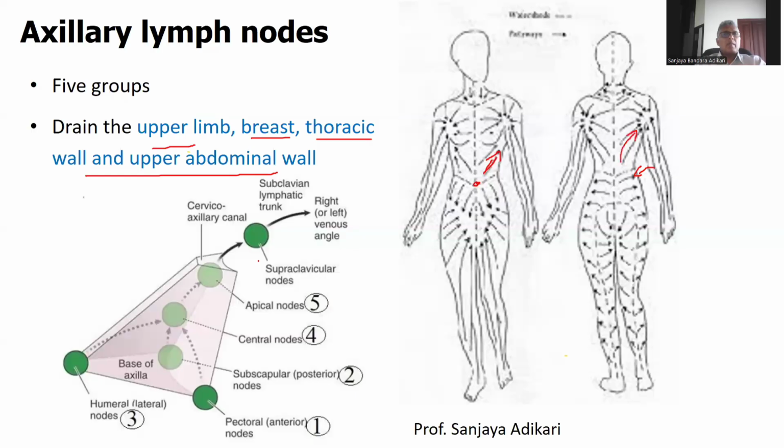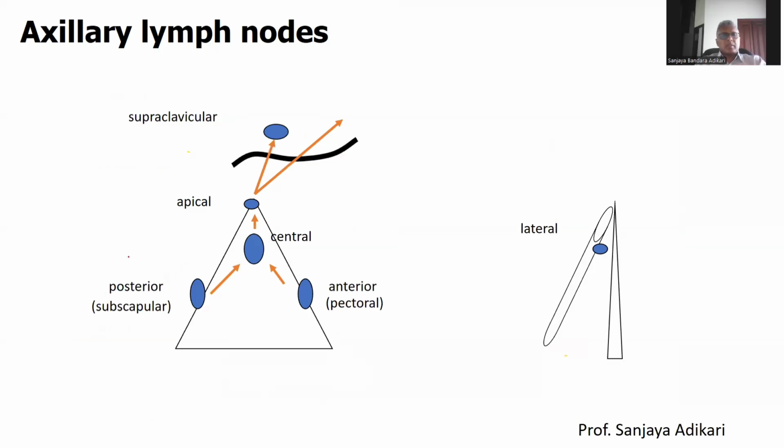Then there are 5 groups. You have a lateral group in relation to the upper end of the humerus. You have an anterior or pectoral group. You have a subscapular or posterior group. You have a central group and an apical group. Altogether it makes 5. This is a diagrammatic representation of the 5 groups. So you have anterior, posterior, central, apical, and lateral groups. Supraclavicular is not axillary, it's a neck lymph node group.